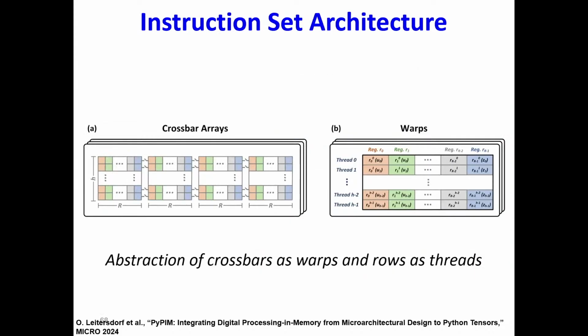For the instruction set architecture, the idea was to use terminology that is similar to GPUs. So a crossbar is like a warp, and every row is like a thread. So from the programmer point of view, he has threads and warps, but it is mapped physically into different crossbars and different rows. And within the row, there are registers. So specific columns are mapped into architecture registers. So this is how the programming is mapped into the physical structure.